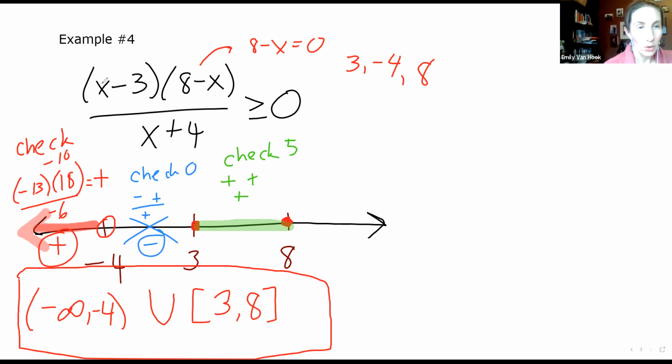So we can include 3. And we can include 8. So we will use square brackets for both. Again, we did not use the square bracket for the negative 4 because we can't include anything that would make the denominator equal to 0.